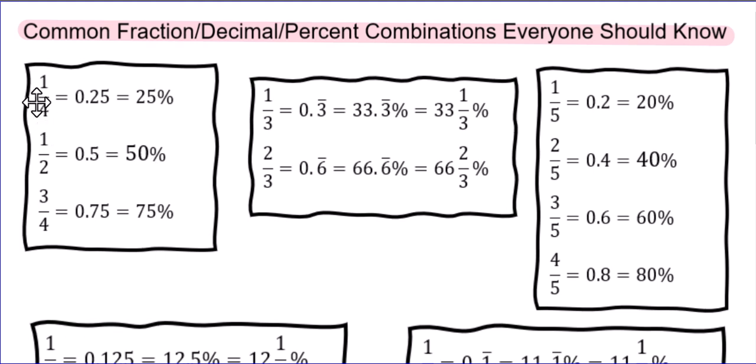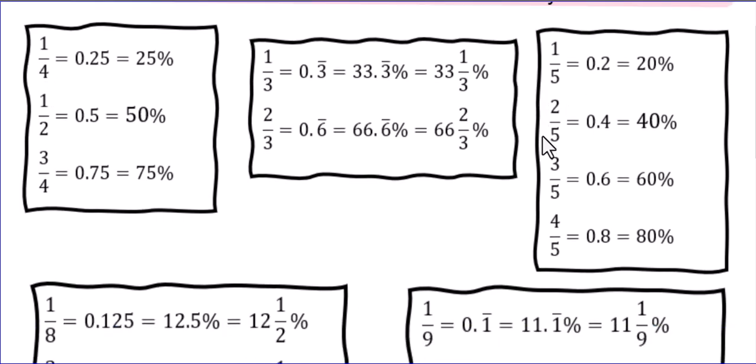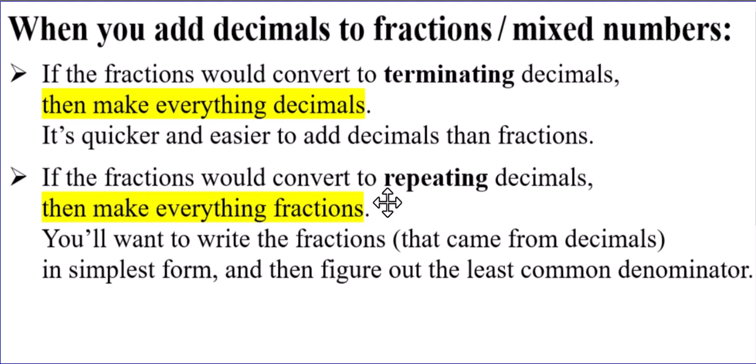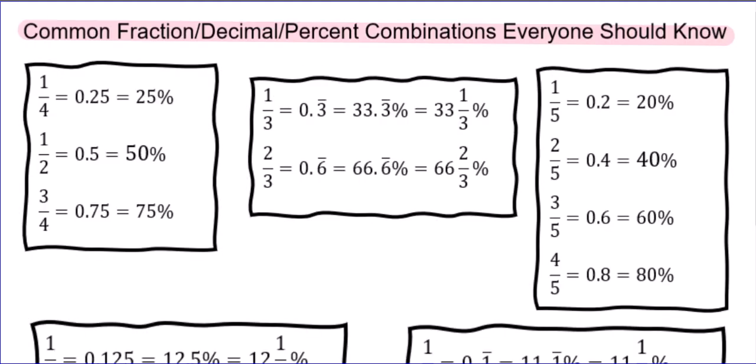But if it's fourths or halves or fifths or even eighths, those are nice terminating decimals. And that's going to be easier to add by terminating decimals than it would be to add by fractions. Okay, so I want you to follow the advice you were given here. There's 2 more problems at the bottom of the page.